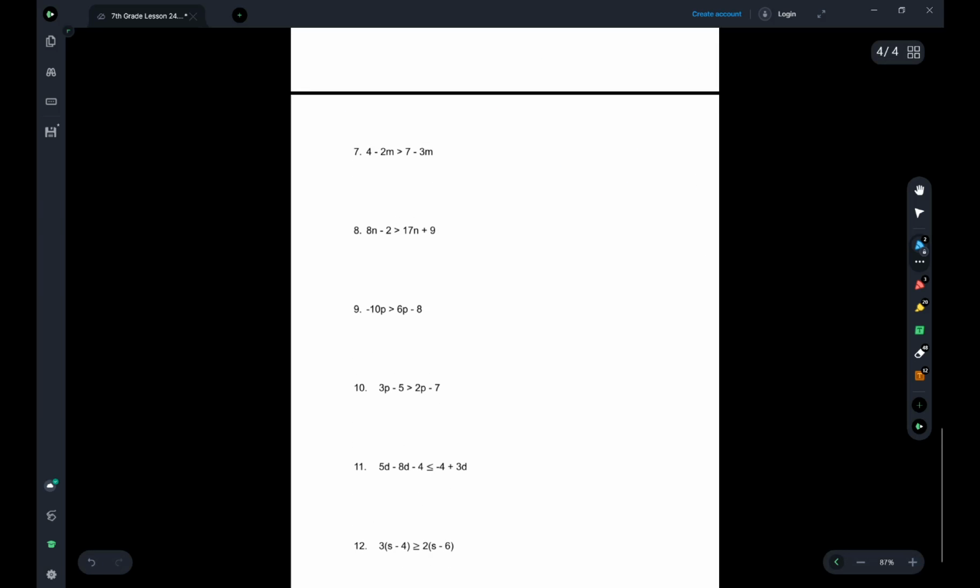So we got 4 minus 2m is greater than 7 minus 3m. So if you go here, you first start off, you add 2m to both sides, so you get 4 is greater than 7 minus m, because you add 2 to negative 3, and you get negative 1. So then you go negative m is less than 4 minus 7 would be negative 3.